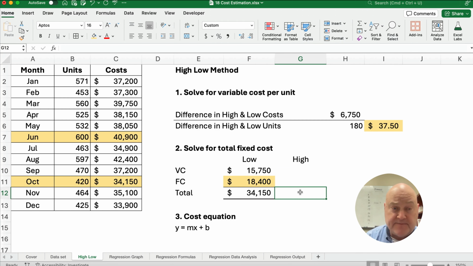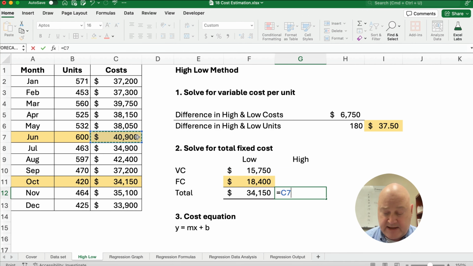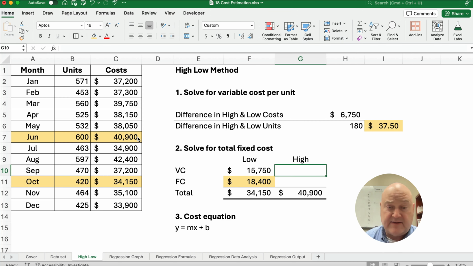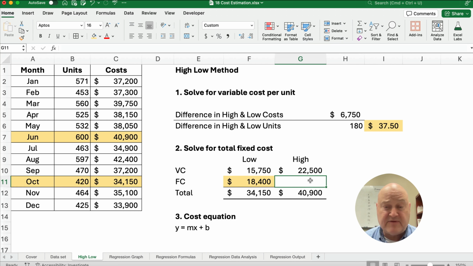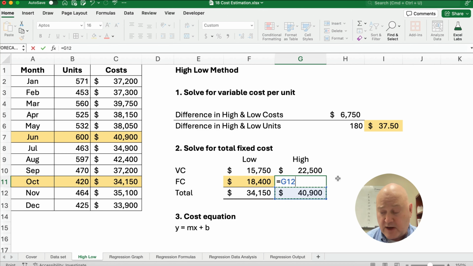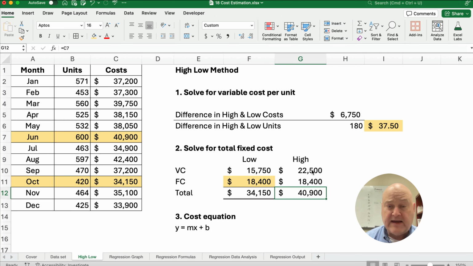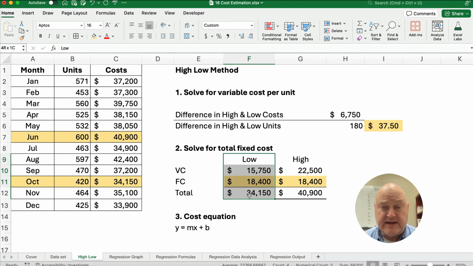So at the high, our costs are 40,900, and at the high number of units, we have 600 units, and we're estimating $37.50. And so that is our estimate for variable cost of $22,500. So if I take my total cost and take out the variable cost, then I'm left with fixed cost. And my estimated fixed cost here is $18,400, which is what I got in the low column.